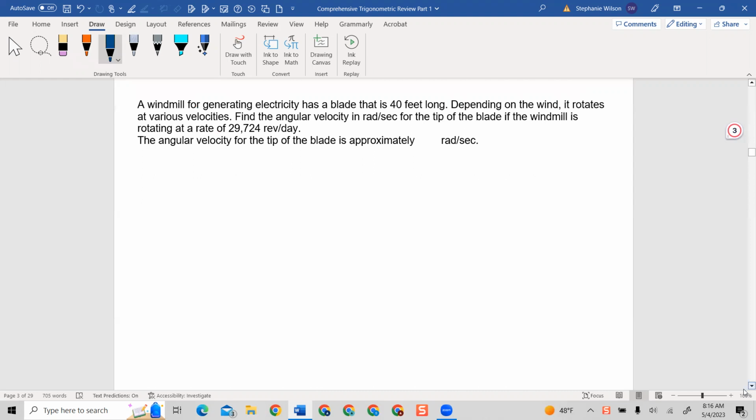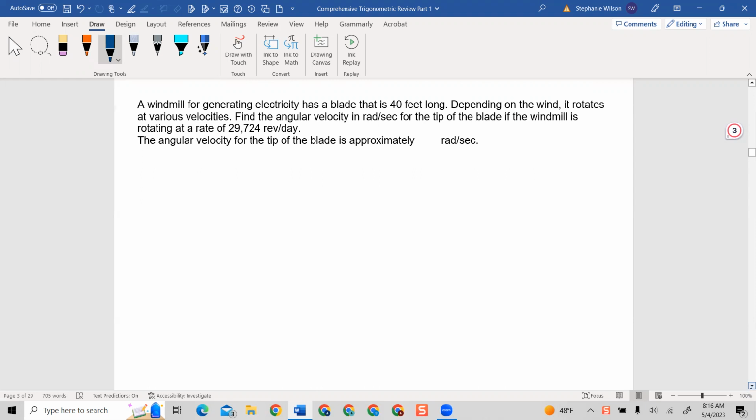Find the angular velocity in radians per second for the tip of the blade if the windmill is rotating at a rate of 29,724 revs per day. The angular velocity for the tip of the blade is approximately blank radians per second.